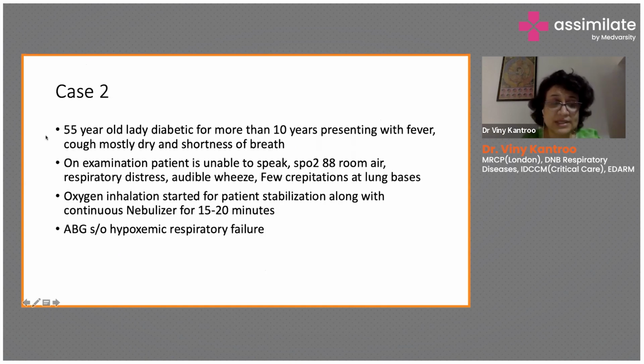We go on to case number 2. We have a 55-year-old lady who has been diabetic for more than 10 years, presenting with fever and cough, which was mostly dry, along with shortness of breath, which has been present for 3 days only. Before this, the symptoms came 7 days earlier. For the past 7 days, the patient has been suffering from all these symptoms, but the shortness of breath has set in for the last 3 days.